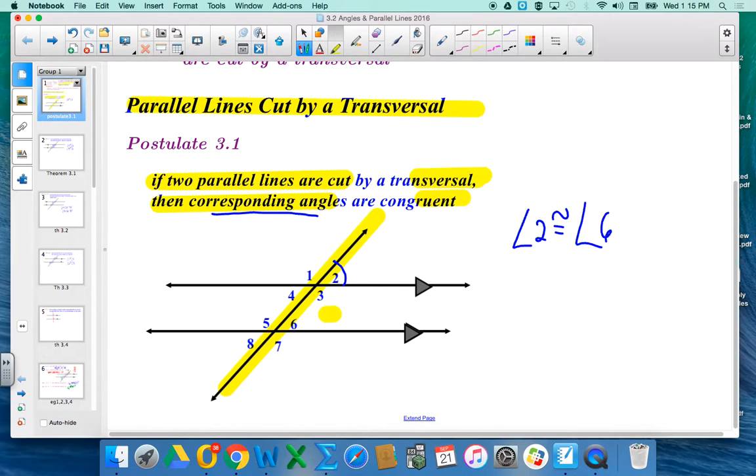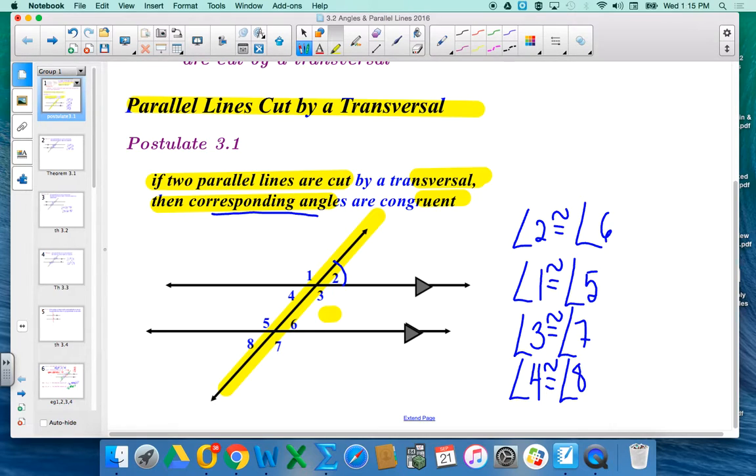So somebody give me another pair. 1 and 5. All right, good job. Who's got another pair? 3 and 7. Good. 4 and 8. Good. So these are all the corresponding angles that we have. They are congruent, meaning they are equal.